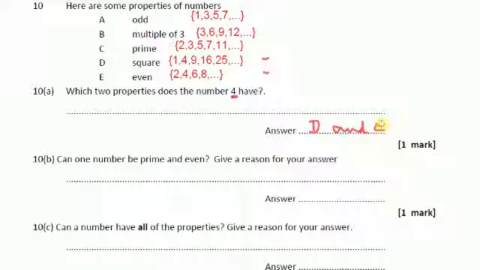Next, can one number be prime and even? Give a reason for your answer. Prime and even is C and E, so looking at C, we've got those numbers: 2, 3, 5, and 2, 4, 6, 8 in the second one, and 2 belongs in both sets. 2 is a prime number and 2 is an even number. So the answer is yes, 2 is prime and even.